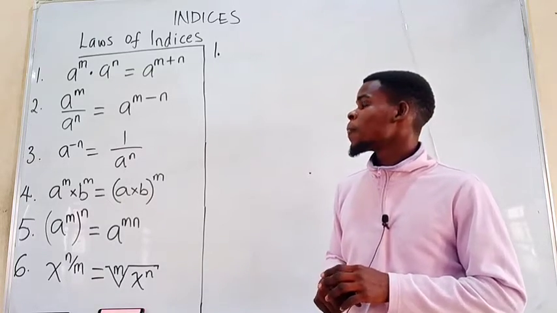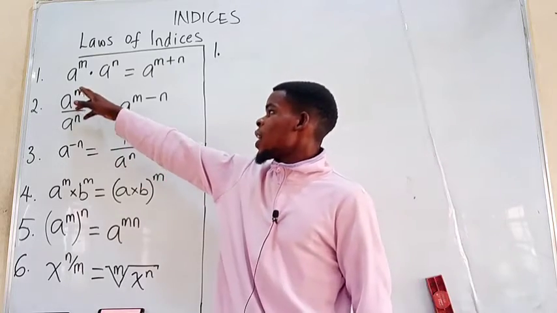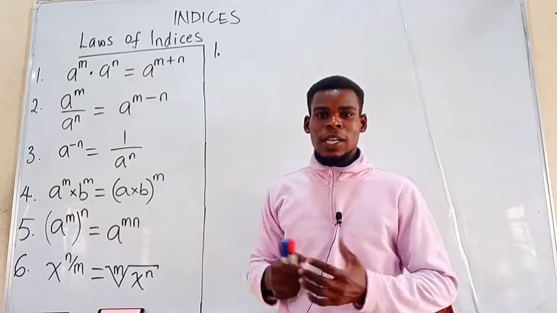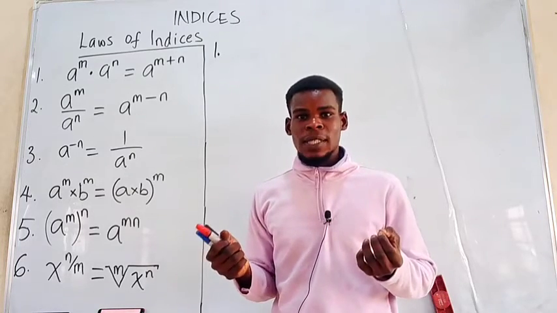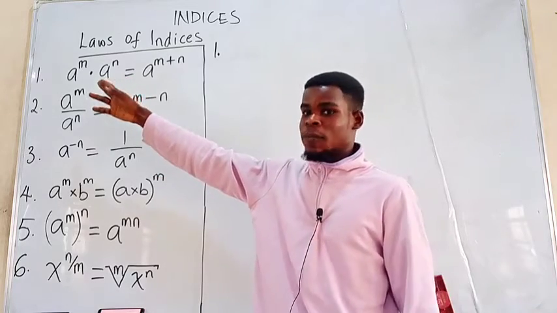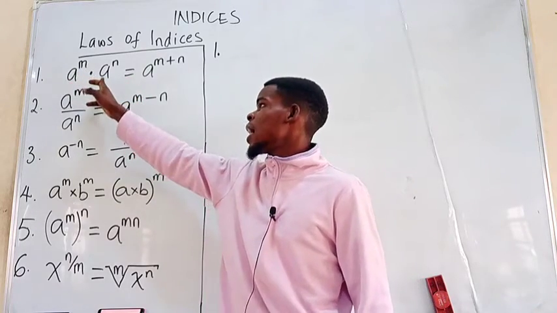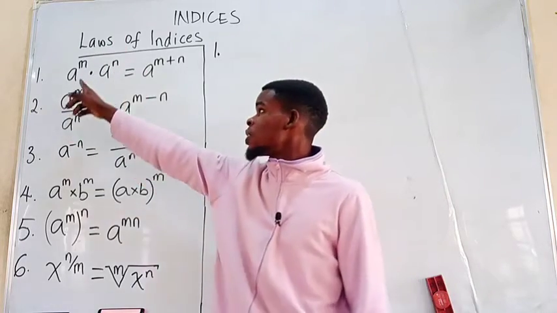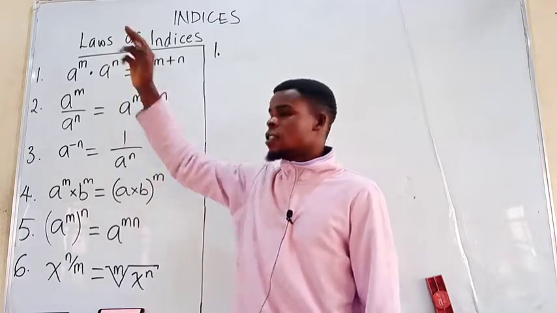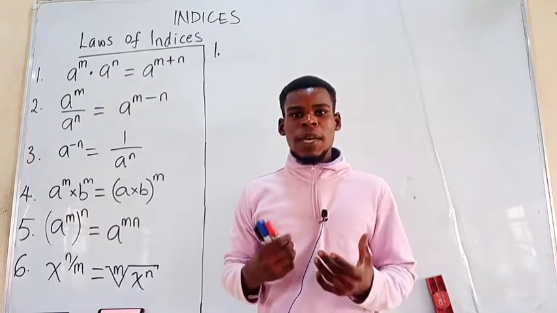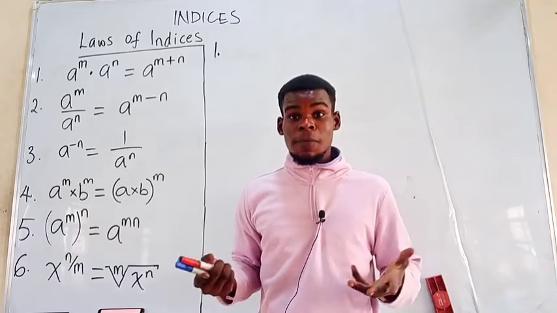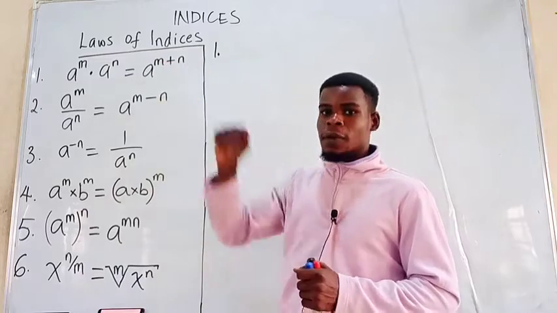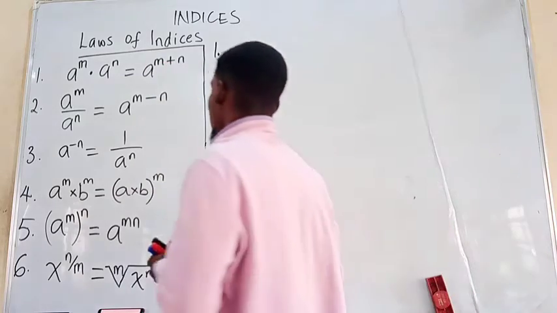Now here, on the first law, we have that when we have a certain number, let's say A, either a number or we can even use an unknown number for it, let's say X or anything. So when we have a base A times another base A, now these bases have some powers. The first power here is M, and the second power here is N. So we have the same base with different powers, or even the same powers. All we need to do is to take one of the bases and then add the powers, right? Now let me give you an example to illustrate that.